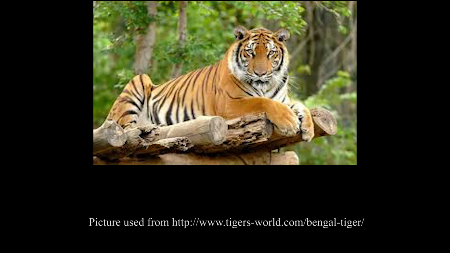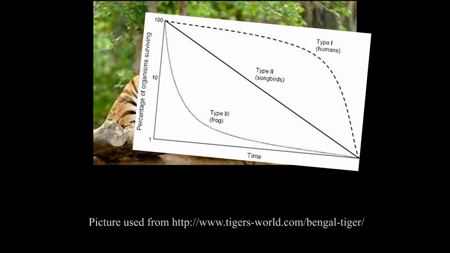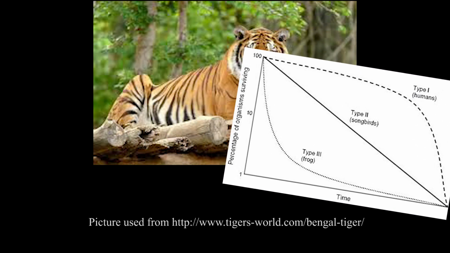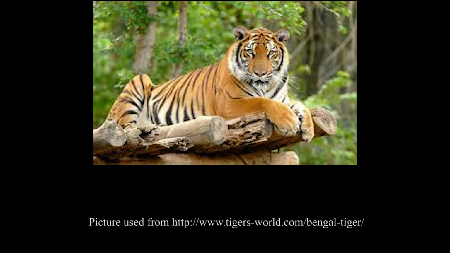Bengal tigers are typically perceived as a type 1 survivorship curve species, as they rely heavily on their parents for protection and food. This often results in them living full lifespans and therefore do not die until later in life, around 8 to 10 years of age.